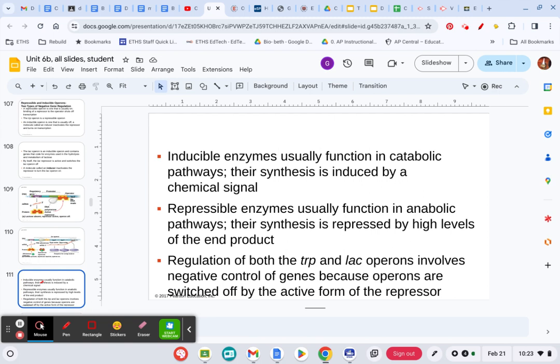Okay, so inducible enzymes usually function in a catabolic pathway. Their synthesis is induced by a chemical signal. Repressible, remember, so let's talk about that. What's catabolic? Catabolic does what? Yeah, catabolic is going to release, it's going to break down. And anabolic is going to build. It's going to build up.